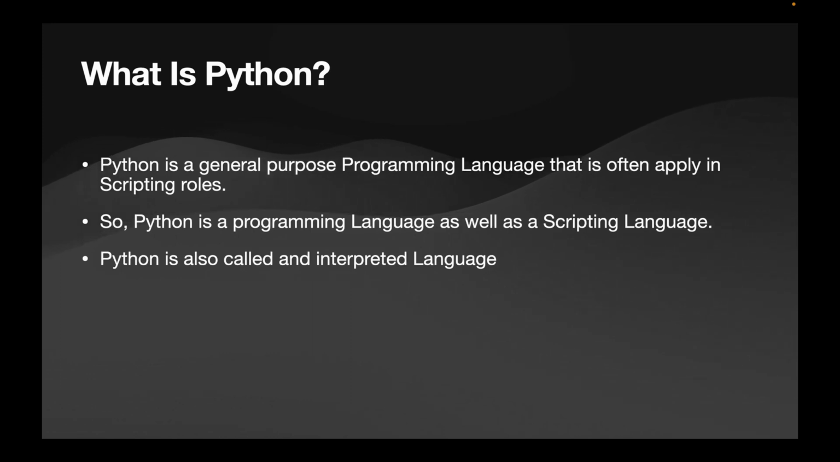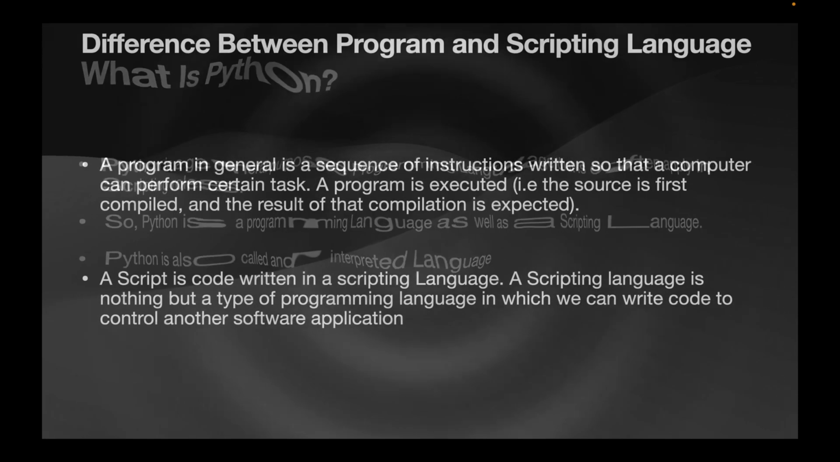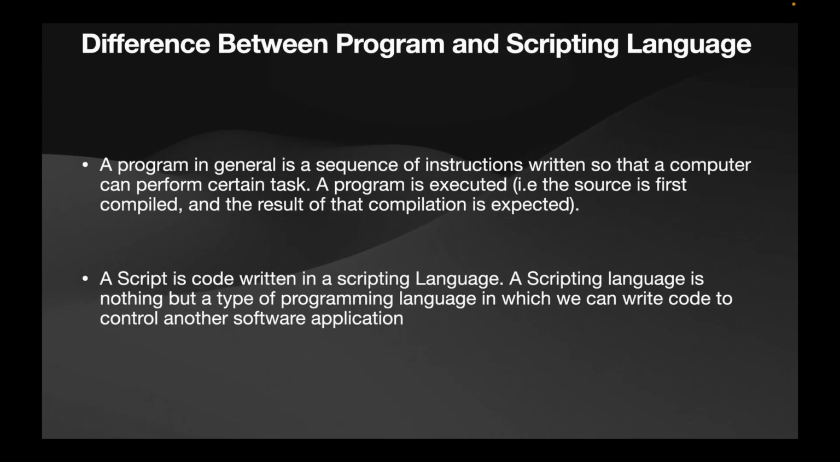So what is Python? Python is a general purpose programming language that is often applied in scripting roles. Let's go gradually; very soon you'll know what I mean by scripting. Python is a programming language as well as a scripting language. Python is also called an interpreted language. So it's very important for us to know the difference between a program and a script, so that we know what we're talking about.